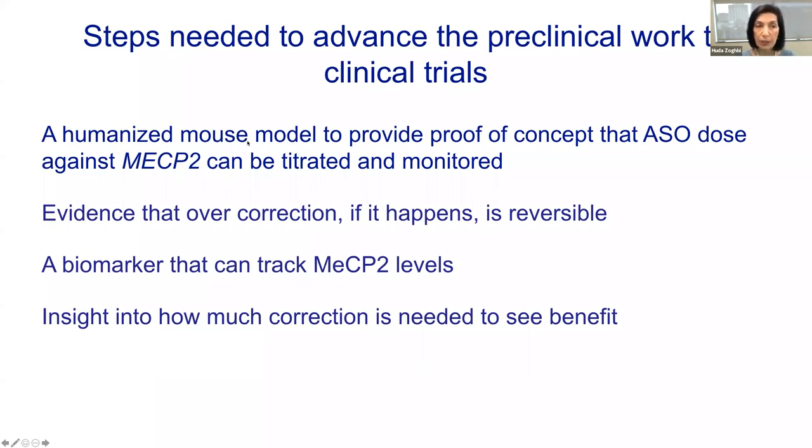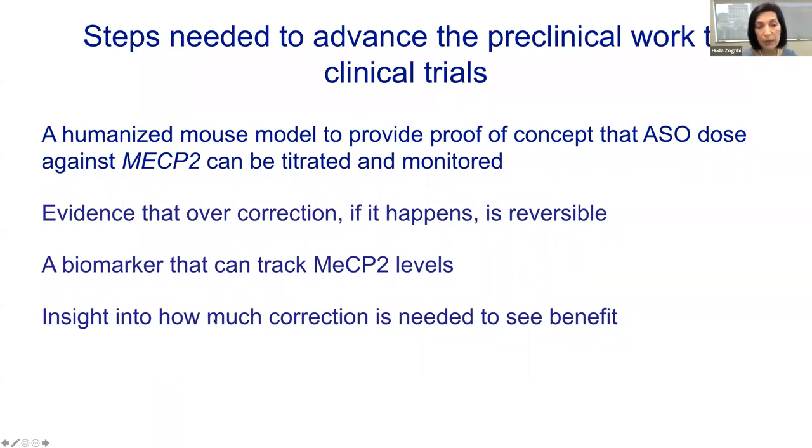So the first thing one needs to do is make a humanized mouse to provide the proof of concept that you can titrate the dose and monitor the dose. The other thing we had to show is that if you happen to overcorrect, if you lower MECP2 too much, is that reversible? And the next thing we need is to track MECP2 levels. And so you need a biomarker that tracks the levels. And we're working on that, and I'll share that with you.